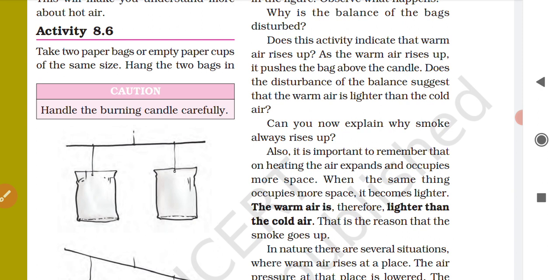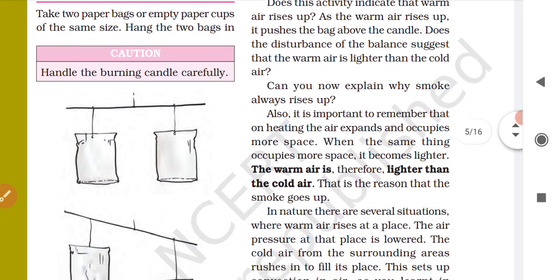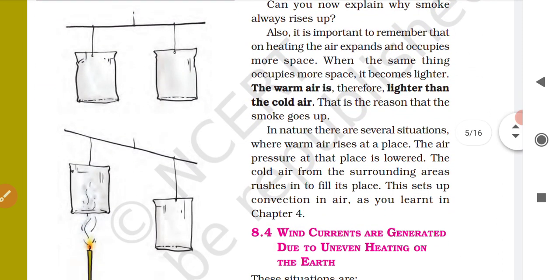Also, it is important to remember that on heating, the air expands and occupies more space. When the same thing occupies more space, it becomes lighter. The warm air is therefore lighter than the cold air. That is the reason that the smoke goes up. Okay? Smoke always rises up.